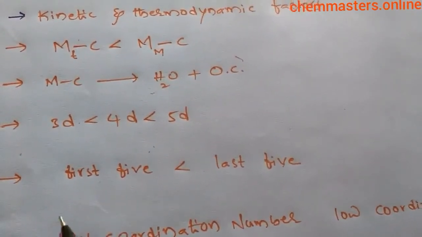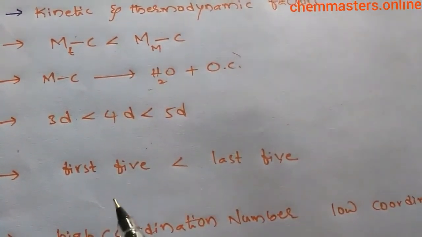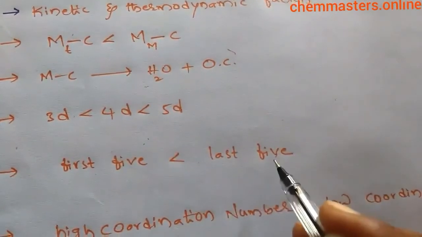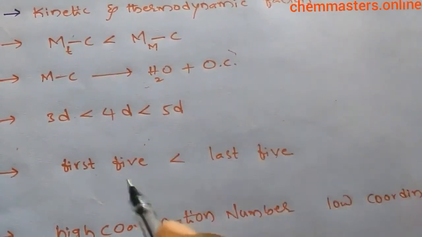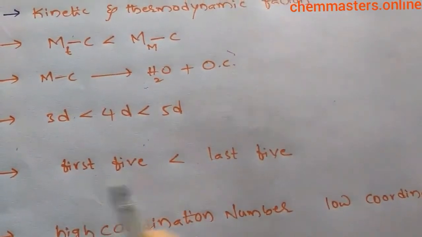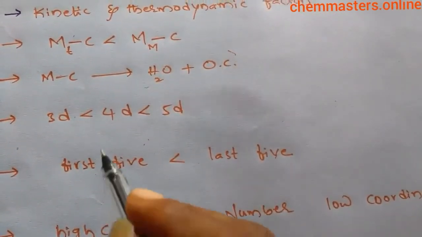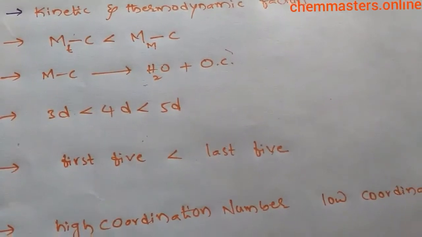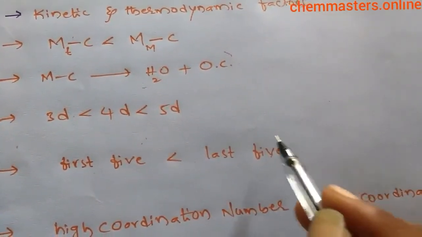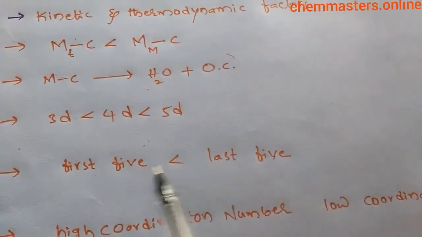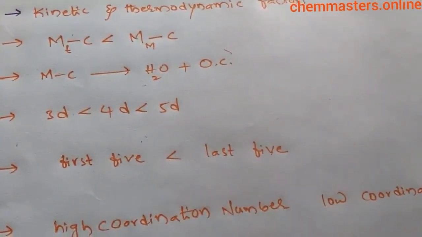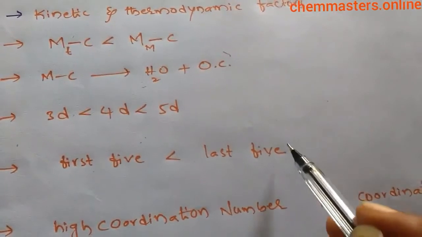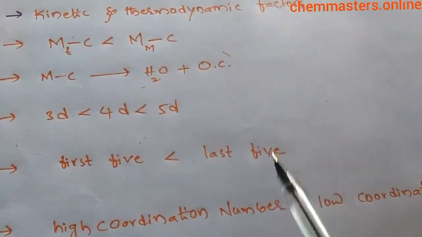Okay, right. And in a given series of transition metal complexes, the stability order is that the right side five transition metals are more stable when you compare them with the first five transition metals of the series. That is applicable for all three periodic rows of transition metal complexes. That means the last five transition metal complexes are more stable when we compare them with the first five. Okay, so remember this point. By this point we can solve many problems on stability of transition metal complexes.